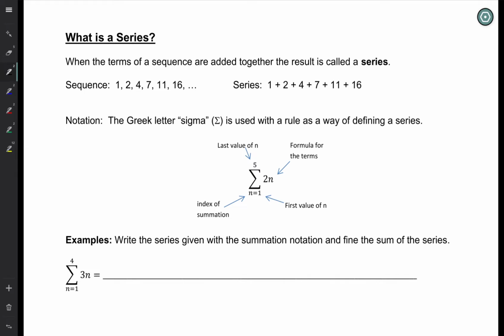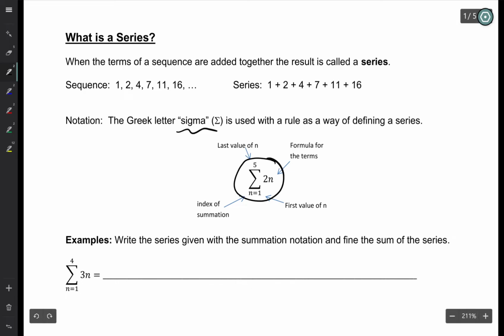Now, just like with sequences, we like to write them as a formula instead of a long list of numbers. We can do the same thing with series, but we need to do something a little bit different, and that's using this Greek letter sigma. This is called sigma notation, or summation notation. They're really the same thing, but we're going to use the word sigma. Sigma notation is used with a rule as a way of defining series. So this is sigma notation right here.